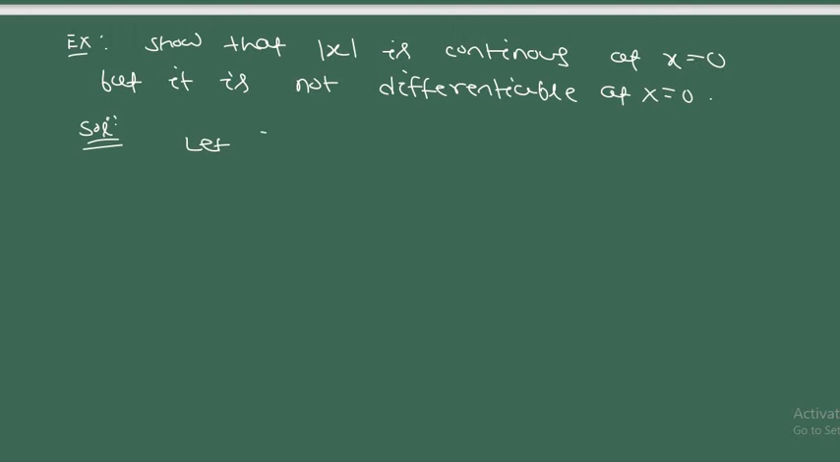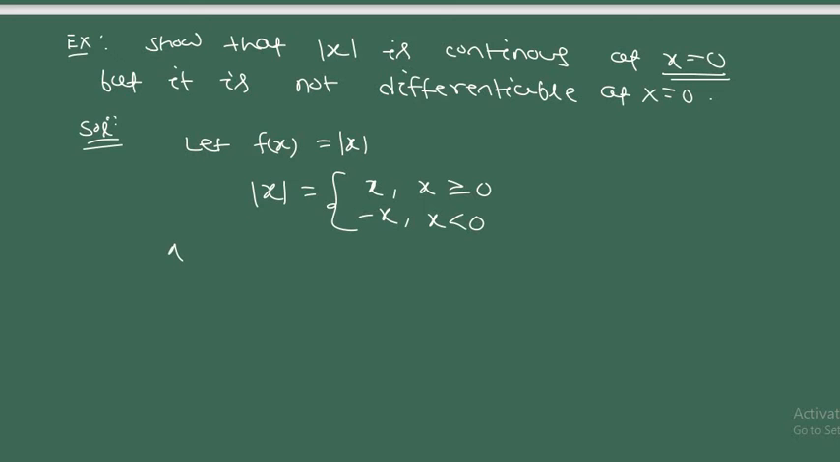Let f(x) = |x|, the function given. This function is f(x) = |x|, which has two values: plus x when x is greater than or equal to 0, and minus x when x is less than 0. So we will check continuity at x equal to 0. At x equal to 0, the functional value, that is f(0), is 0. When x equal to 0, the value of the function is x; if I put 0 in place of x, I get the result 0.